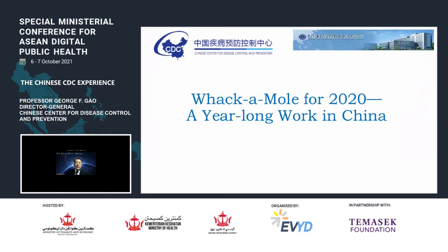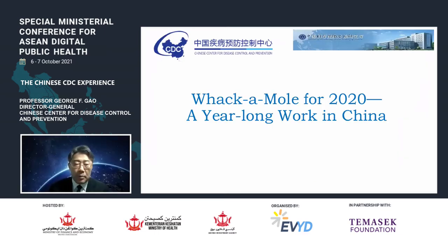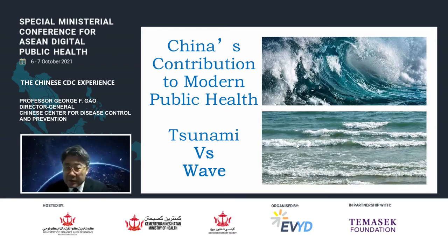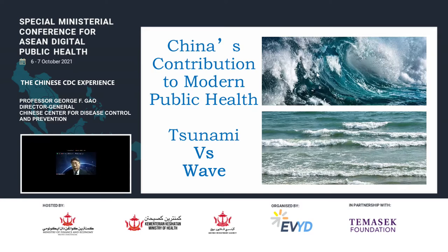In China, we are doing whack-a-mole, or we try to suppress the spring. Now, the spring is not like a lake. In most countries, you have a lake. In China, we have a spring. Whenever water comes out, we try to suppress it. So far it works. After the Wuhan outbreak, we have had roughly fewer than 40 outbreaks with local transmission after imported cases. You can see they are clear waves. But in the rest of the world, you have a tsunami. Once you have a tsunami, it is very difficult.